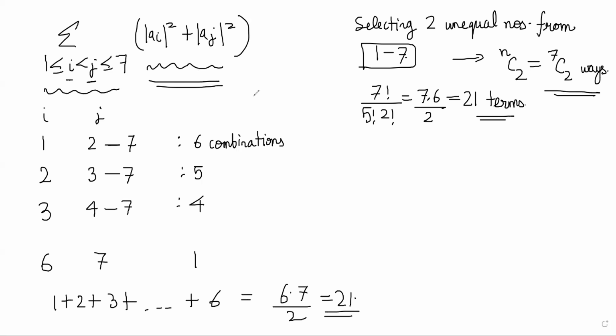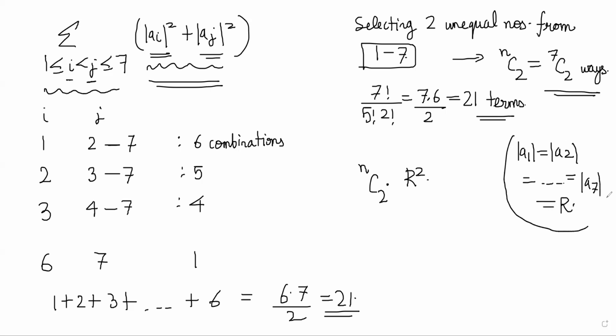And basically, you get nC2 times each of these mods, which are equal to r squared. The question had given us that mod of a1 is equal to mod of a2 is equal to mod of a7 is equal to r. So using that, mod of these squares will be equal to r square. So r square plus r square, and there are how many terms?